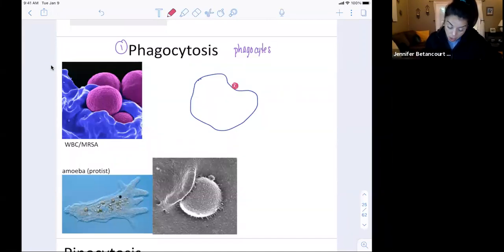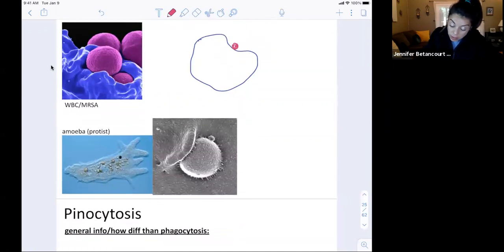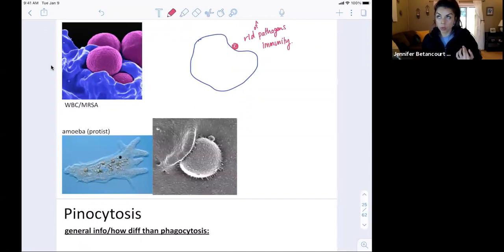Okay. All right, so another example. So this is to get rid of pathogens, right? So this is immunity, get rid of pathogens, right? So this helps us stay alive. Okay, and then we also have other examples where organisms can undergo phagocytosis so that they can receive nutrients.